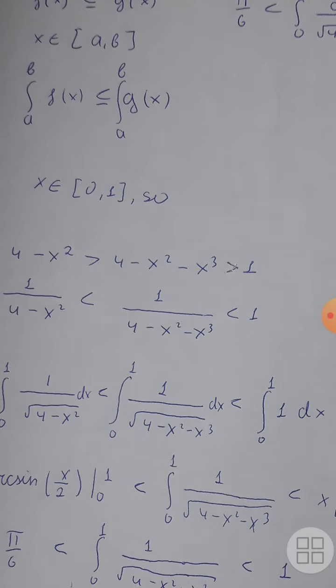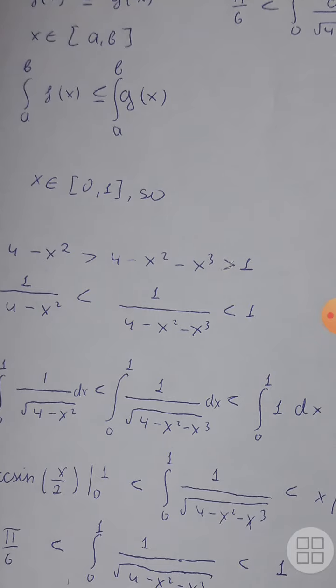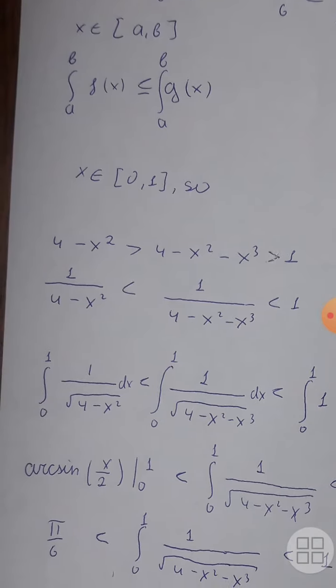As we said, x is between 0 and 1, so if we multiply values between 0 and 1 and subtract from 4, it will obviously be greater than 1. Because, as I say, it is between 0 and 1, therefore our case is like this.